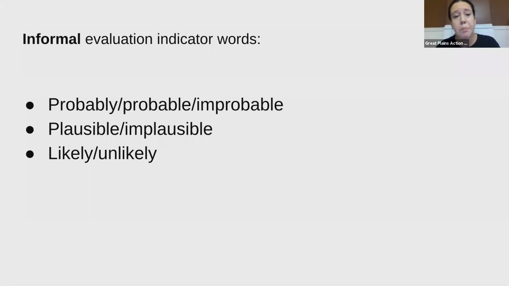All right. We have some informal evaluation indicator words. If it says probably, probable, improbable, plausible, likely, unlikely. And if the words aren't there, just try to go with the interpretation that makes the most sense.